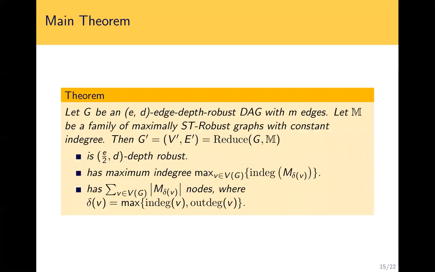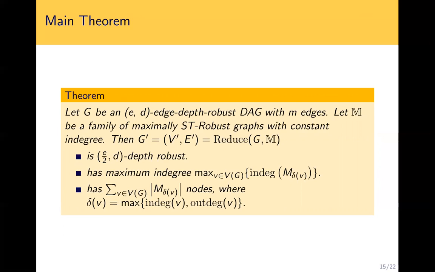And so here is the formal statement of our main theorem. So if we have a DAG G with M edges, that is E comma D edge depth robust, and we have a family of maximally ST robust graphs that have constant in-degree, then the transform graph G prime will be E over 2 comma D depth robust. And the max in-degree is just the max in-degree of any of the ST robust graphs.